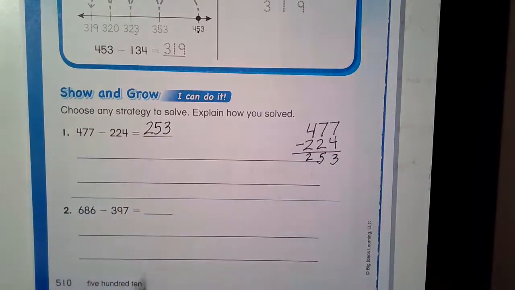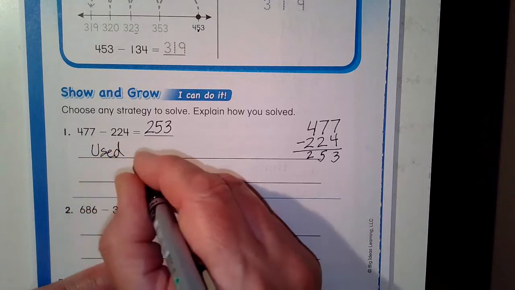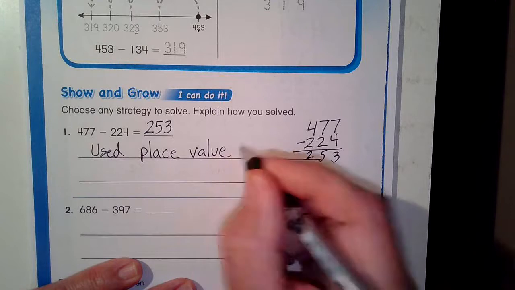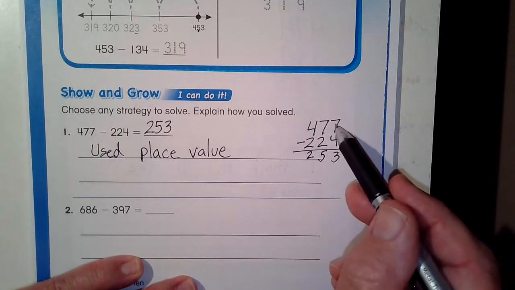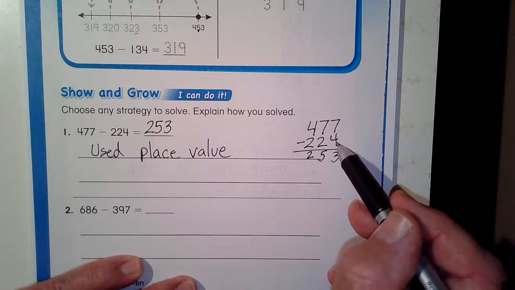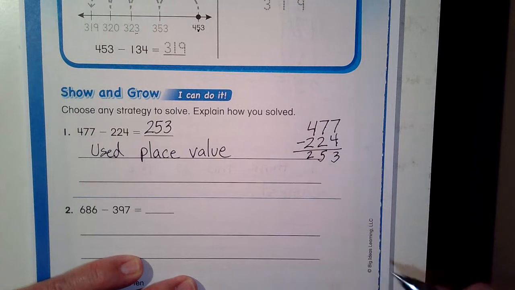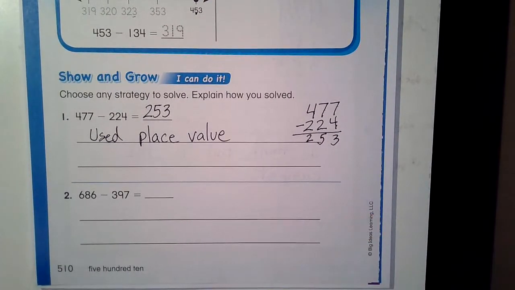253. What did I do? I used place value. Okay, I did not have to regroup anything, so I just used place value. The ones take away the ones, the tens take away the tens, and the hundreds take away the hundreds. That's it. I didn't have to regroup anything.